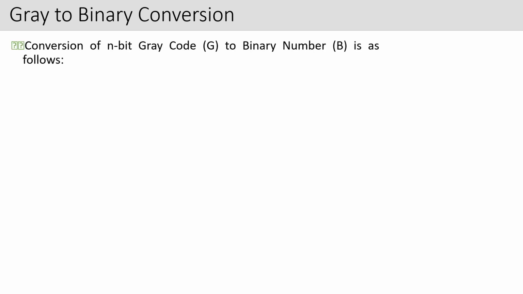Now gray to binary conversion, another example. Conversion of an n bit gray code to binary is as follows. Suppose you are having a gray code 1101. Earlier I showed how to convert binary to gray code. Now what we want to do is convert the gray code to binary.